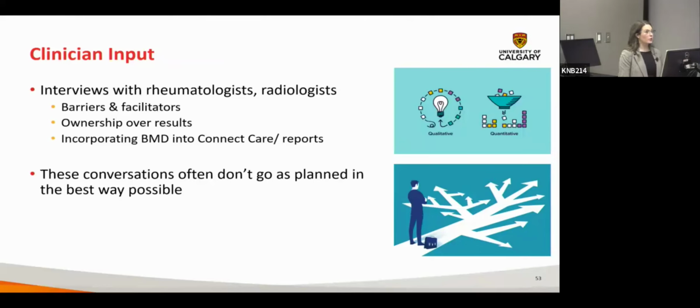Another main question is who takes ownership, especially with the way AHS has been restructured. This is going to get more complicated and something we have to continually grow with. So one of the things we can do is actually incorporate the BMD analysis once we get it up and going into Connect Care, since that is a province-wide system that is run in our hospitals. These conversations often don't go as planned. I usually have my semi-structured interview questions, and I find my conversations usually go like this, and I'm on to going down another rabbit hole, which has been actually quite enjoyable.